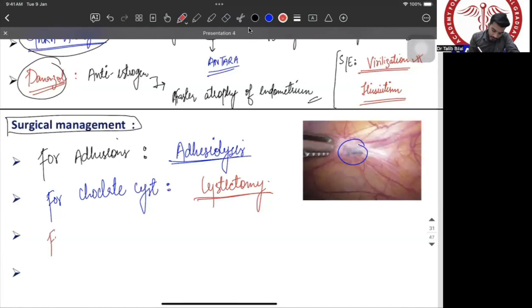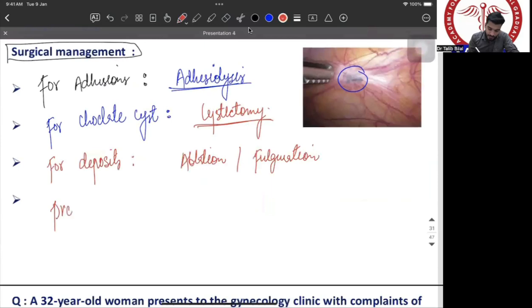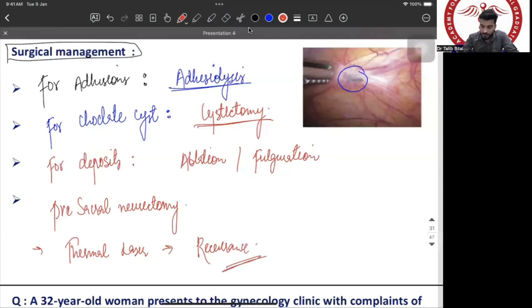Okay. For deposits or powder burn lesions, for these deposits, we are going to do ablation or fulguration. We can also go for a pre-sacral neurectomy. Or either we can go for thermal lasers, but thermal lasers have recurrence. So the best part is you go for adhesiolysis for adhesions, cystectomy for chocolate cysts, and ablation for these deposits. That's going to be the surgical management of endometriosis.